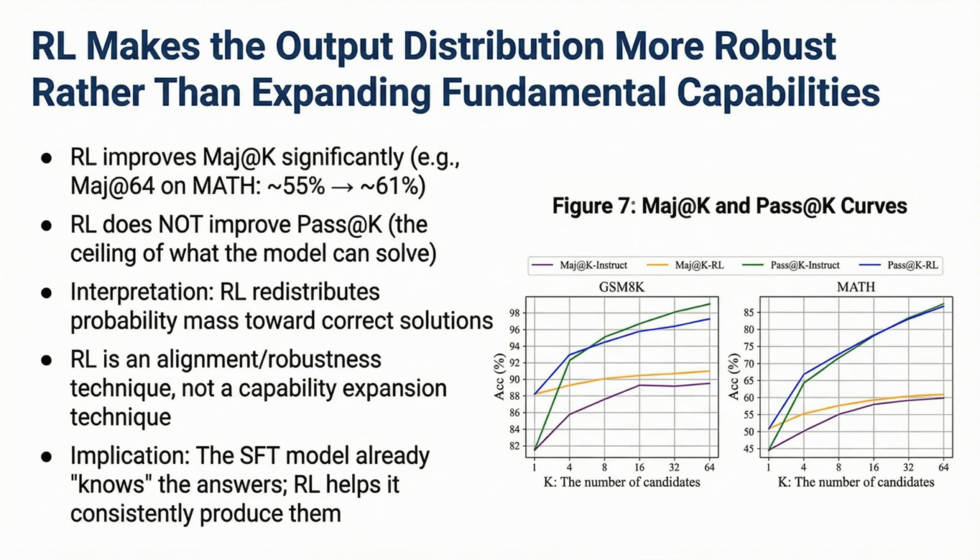Now look at MAJ at K, majority voting accuracy. Here, the RL model dramatically outperforms the SFT model. What does this tell us? RL does not expand the model's capabilities. Instead, it makes the model more reliable. It takes correct answers that were rare in the SFT model's output distribution and makes them more frequent. It is like a student who knows the material but sometimes makes careless mistakes. RL teaches the model to be more careful and consistent. This insight is fundamental for understanding what RL can and cannot do.